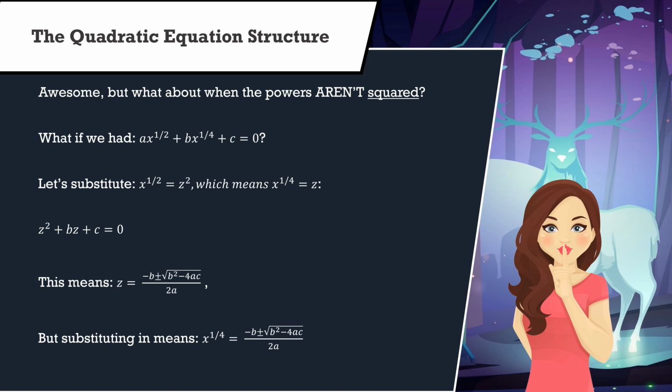This also then just means that z is equal to minus b plus or minus the square root of b squared minus 4ac over 2a. But then substituting means x to the power of quarter is also equal to minus b plus or minus the square root of b squared minus 4ac over 2a.